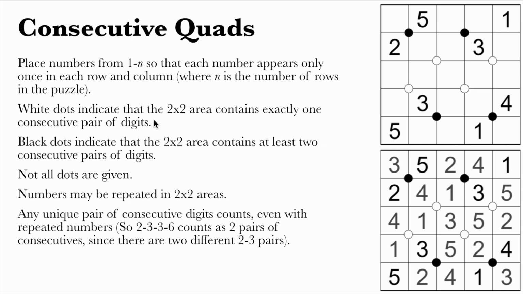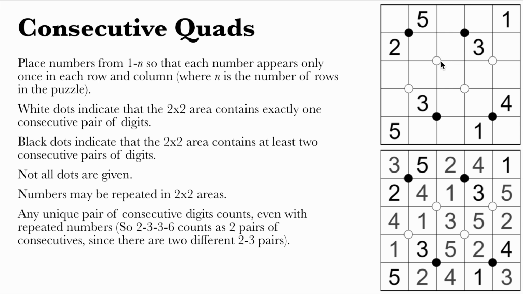White dots indicate that the 2x2 area contains exactly one consecutive pair of digits. Black dots indicate that the 2x2 area contains at least 2 consecutive pairs of digits. Not all dots are given. So, this black dot here is saying that in this 2x2 region surrounding the dot, we will have at least 2 consecutive pairs of digits, and you can see that there's a 1, 2, there's a 2, 3, and there's a 3, 4. So there are 3 pairs in this region.